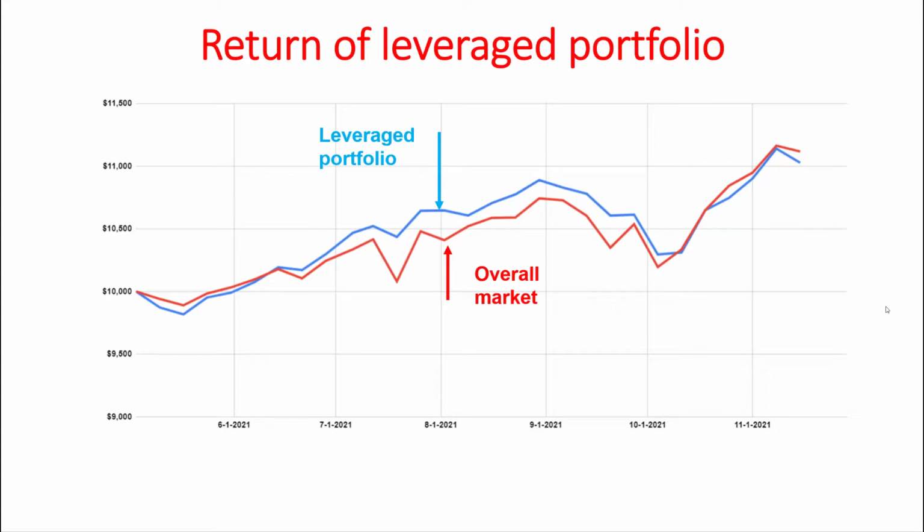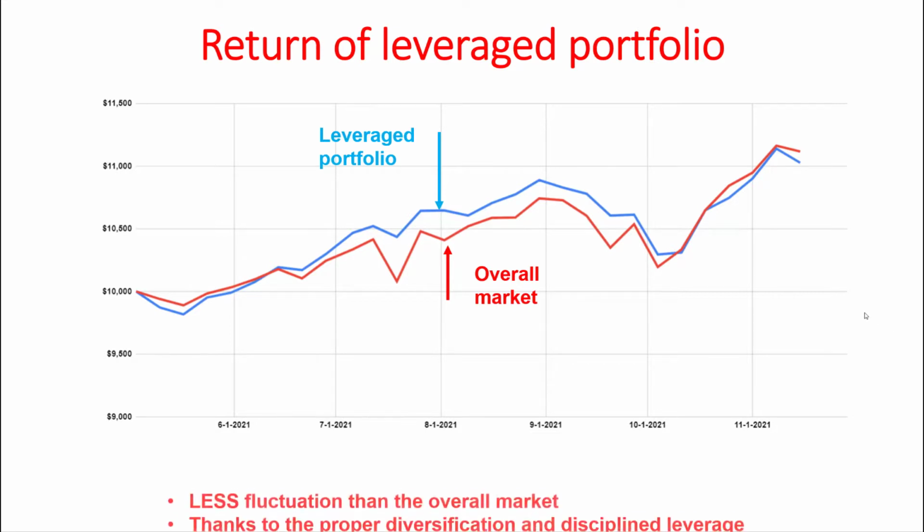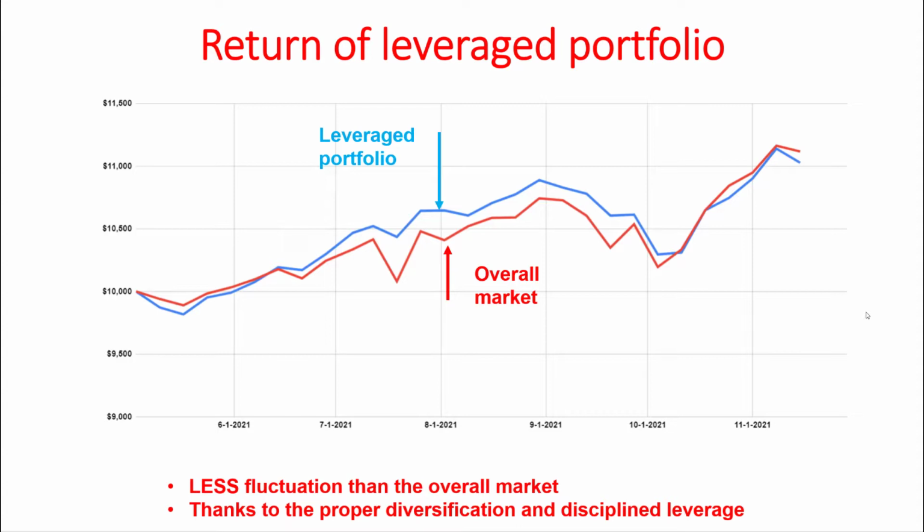At their current level, plus or minus 1 or 2%, the numbers can all change within a day of random market fluctuation. However, the data does provide a peek into the fundamental advantage of the leveraged portfolio. As seen again, thanks to the proper diversification and disciplined leverage, the portfolio actually fluctuates less than the overall market even with the leverage. Same as the results over long periods as provided earlier.